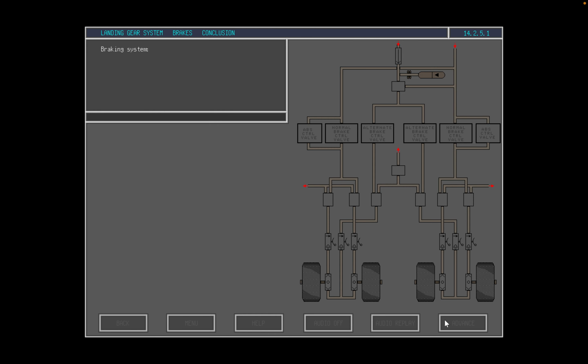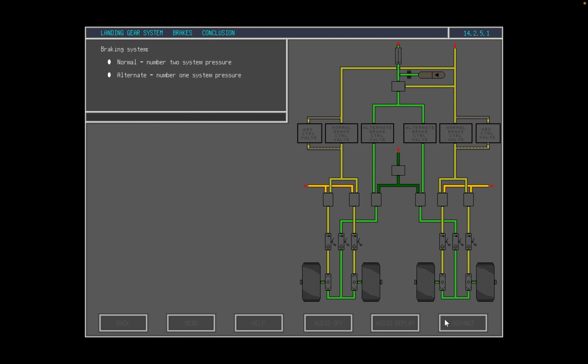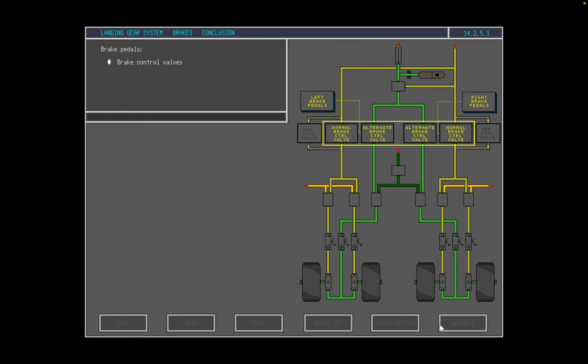In this module, we have looked at the main components of the braking system. In this respect, we have shown that the brakes can be operated by pressure from one of 2 systems. A normal system which receives pressure from the number 2 system, or an alternate system which uses number 1 system pressure. Both have a pressure of 3000 psi. It was stated that each pilot's brake pedals are fitted to the rudder pedals and that pressing these pedals operates the brake control valves.